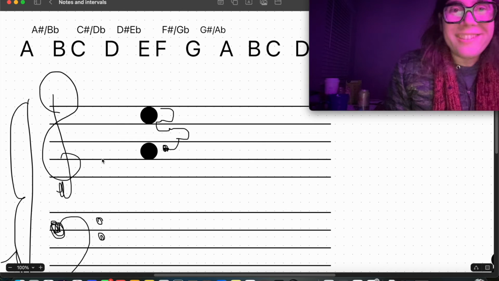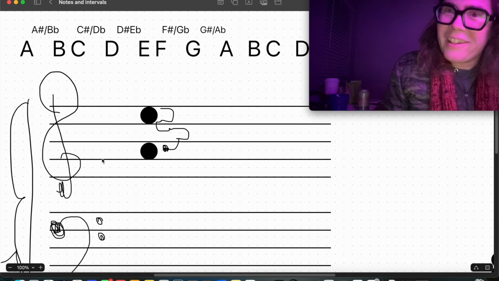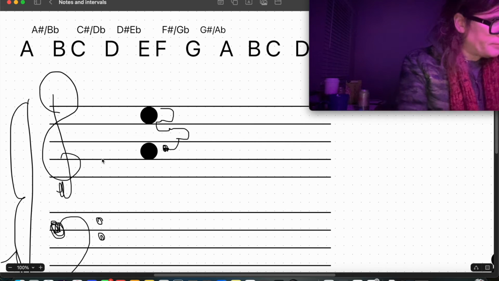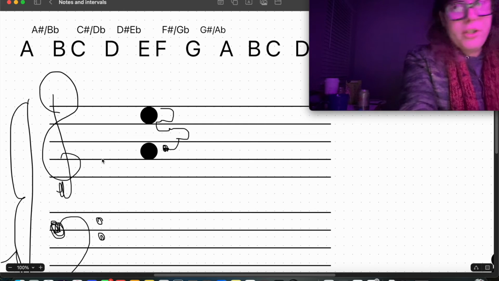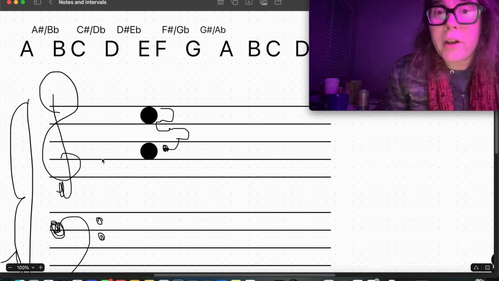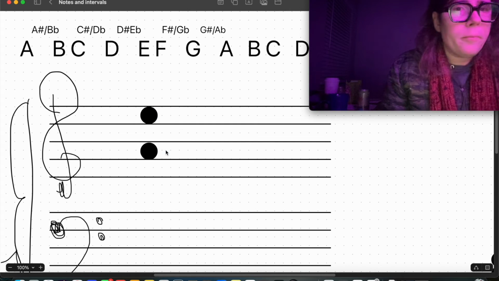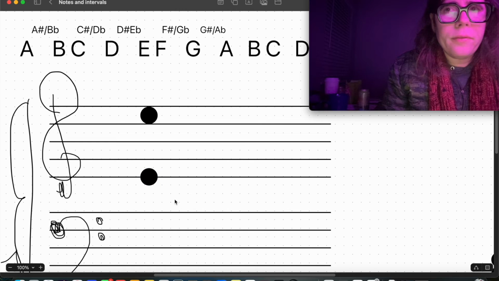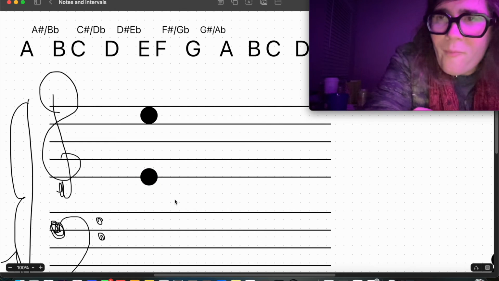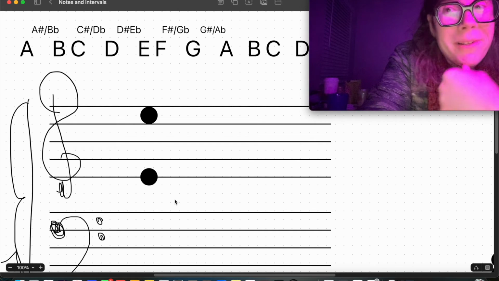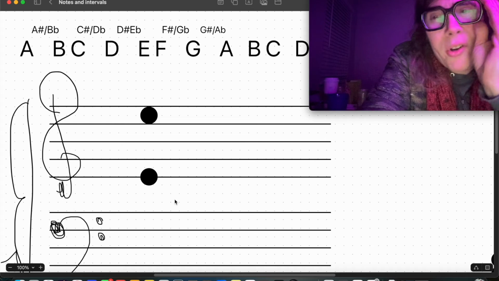Okay, I hope that makes sense so far. Now, let's talk about the quality of these intervals. Actually, no, before I do that, I overlooked one thing I need to talk about. Going back here, this is quick, this is easy. What if I have this as an interval? What is that distance? Well, we already know that bottom line's an E, top line's an E. They're both E's, but they're not the same note.